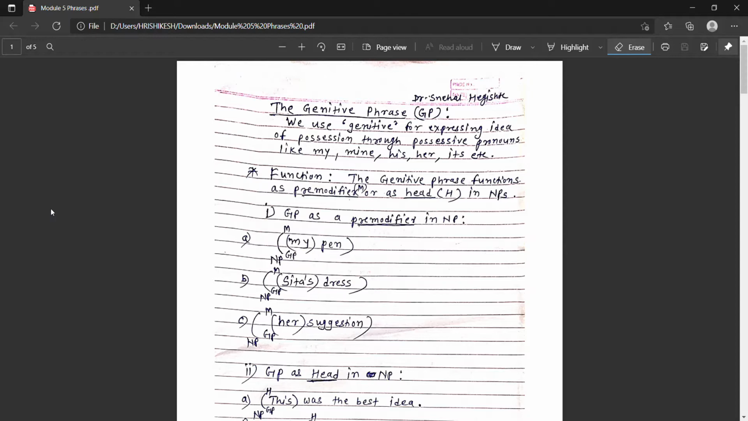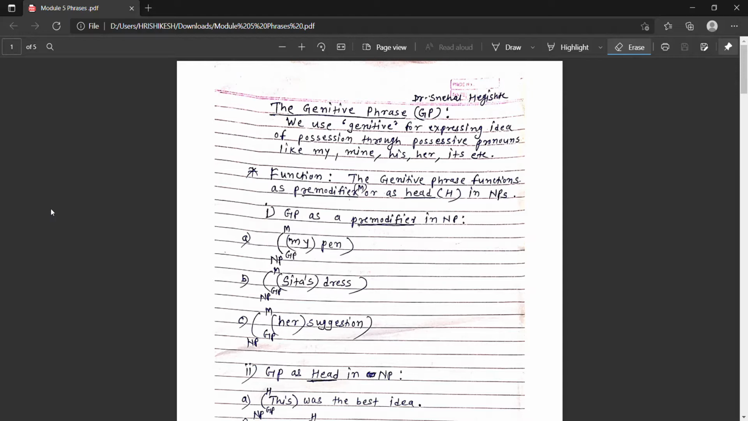Language and Linguistics. Last time we discussed the first part of module number 5, phrase. We discussed the noun phrase, the function and structure of the noun phrase. There are 6 types of phrases in English: noun phrase, genitive phrase, prepositional phrase, adverb phrase, adjective phrase, and verb phrase. Today I want to discuss with you the genitive phrase.